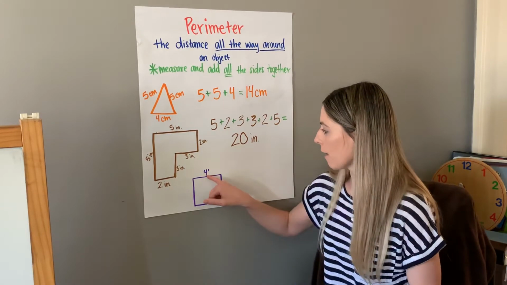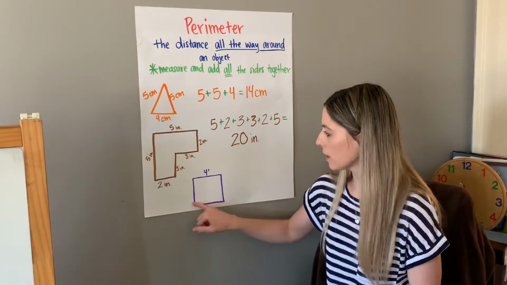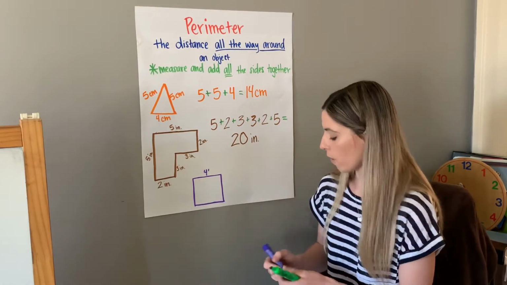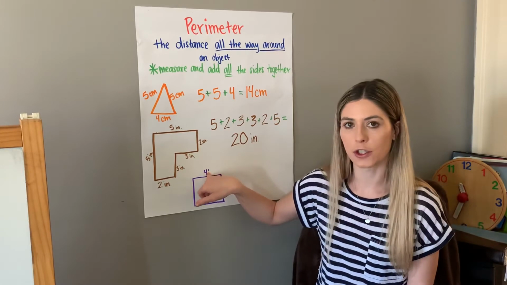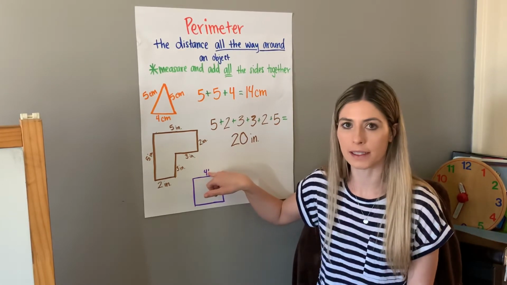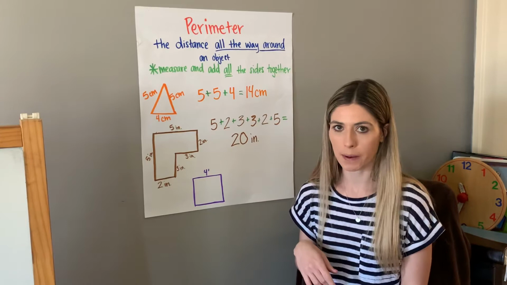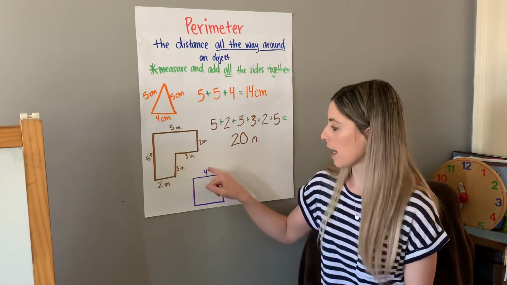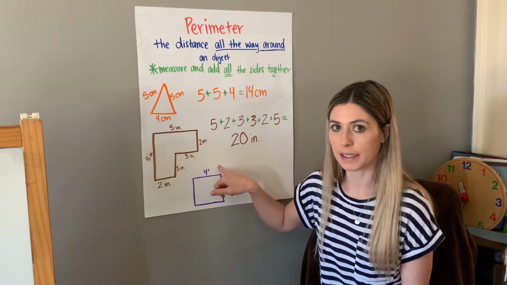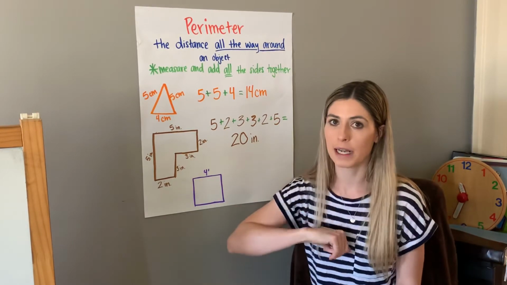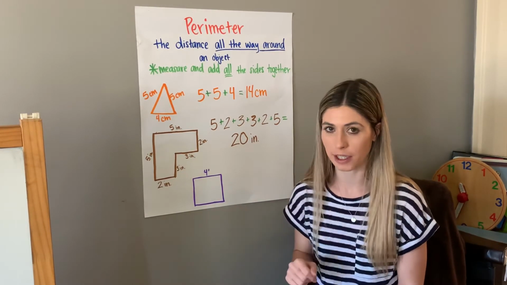In a square, all of the sides are exactly equal. So that means I have 1, 2, 3, 4 sides, and there are 4. And it has a little apostrophe here, which is the short way of writing feet. So if you see that on your paper, if it has a number with an apostrophe next to it, it's the short way of writing feet. If it has 2 apostrophes next to it, it's the short way of writing inches.